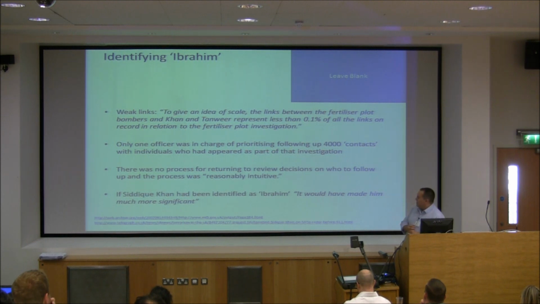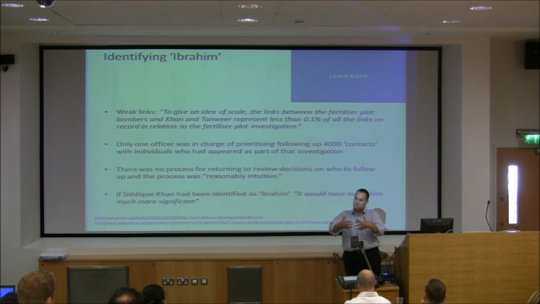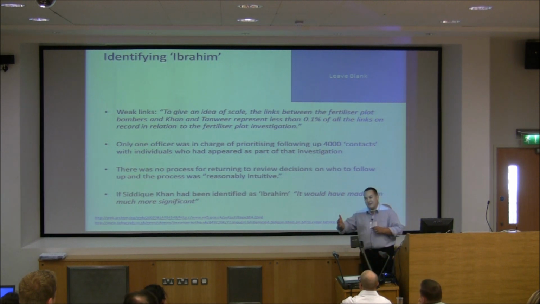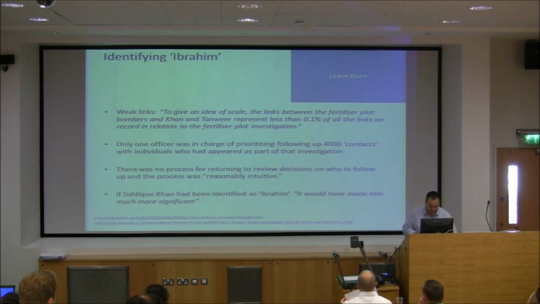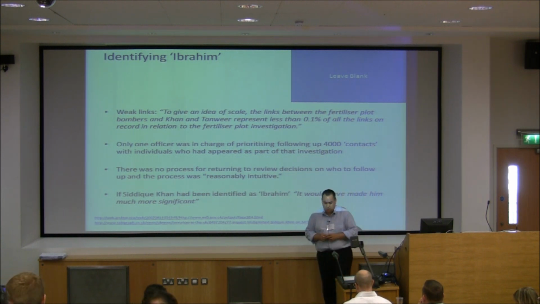There was one officer who was following up a large number of contacts, over 4,000. And there wasn't a process for returning review information. It's just that one officer had a gut feeling that this may have been the same person, that things began to be put together, and these relationships between the different instances of the same individual became apparent. So if he had been identified, then there's an obvious potential for him to have been identified more or sooner.